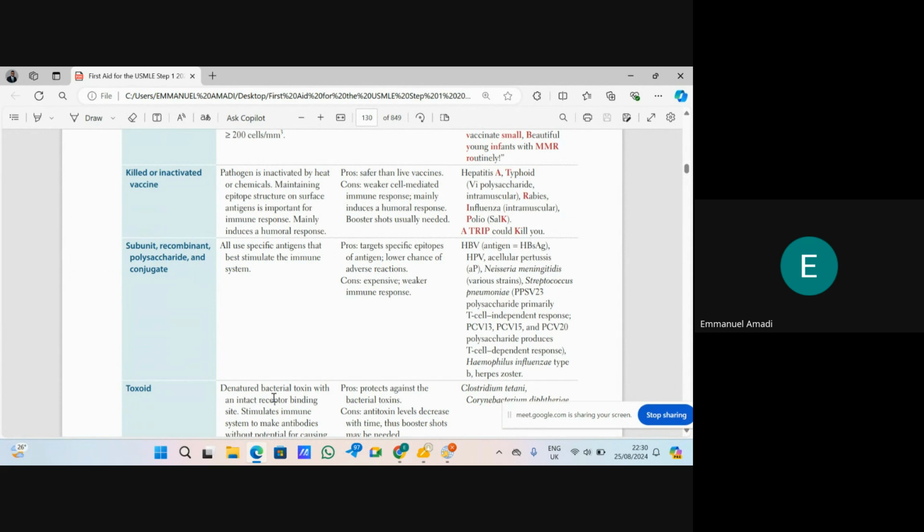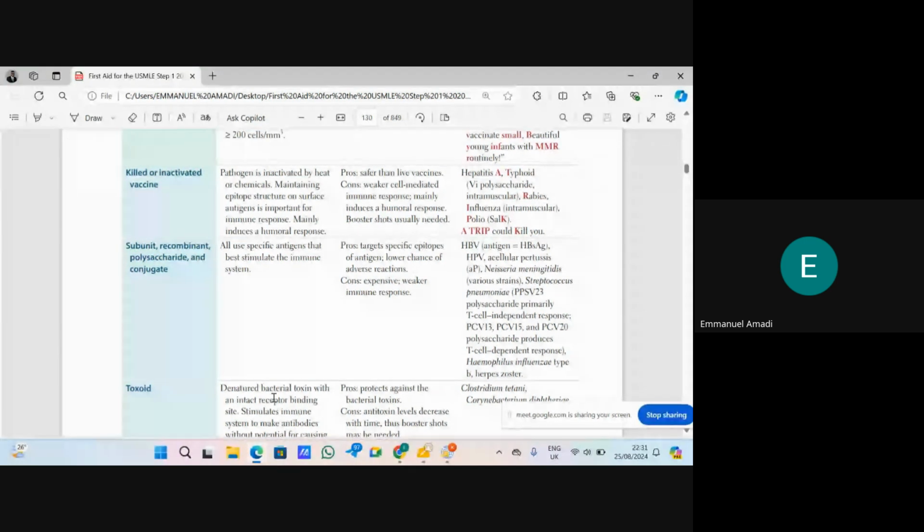Now, if that is the case, what are the vaccines that are under the killed or inactivated? That is where we have five important vaccines, basically. That's why we have the hepatitis A, the typhoid, intramuscular, the rabies, the intramuscular influenza, and the intramuscular polio.